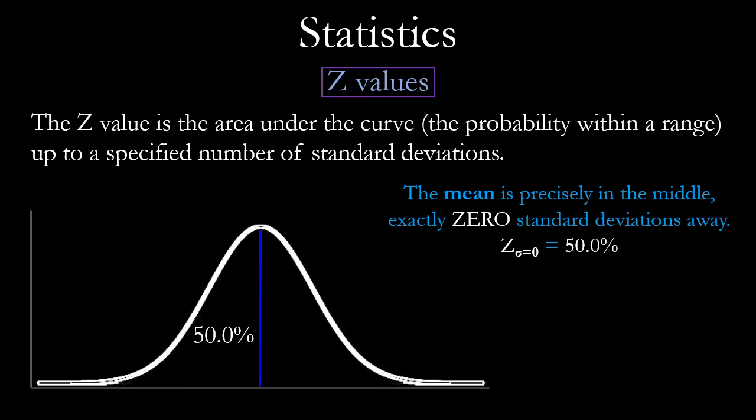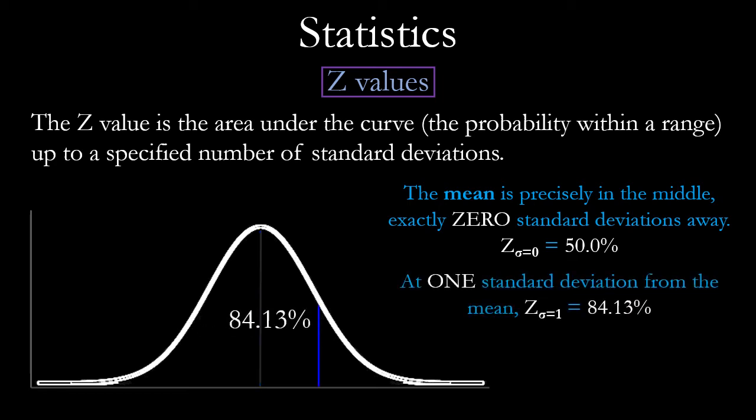You can kind of see this visually as well. When we want the z value at 1 standard deviation, again we're looking at the total percentage of everything that's under the curve to the left of that bar, that of 1 standard deviation in this case.